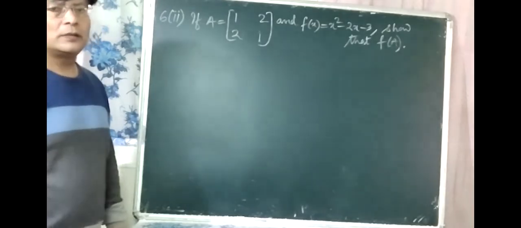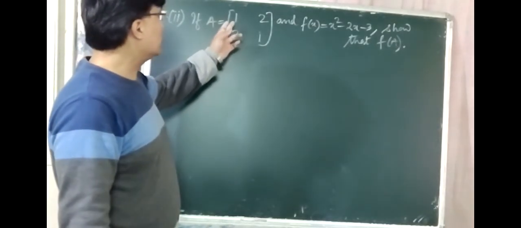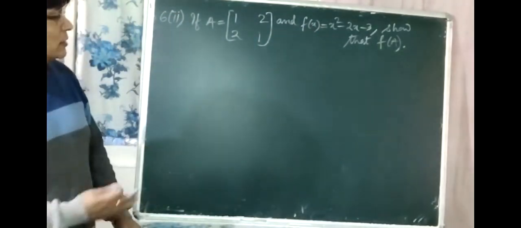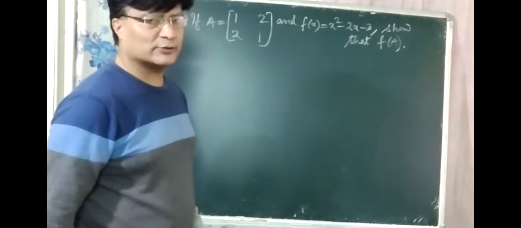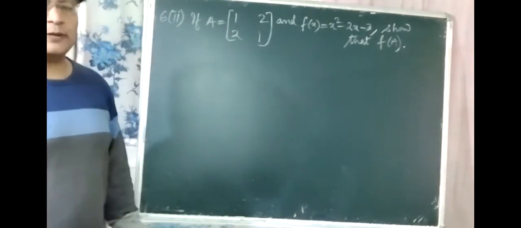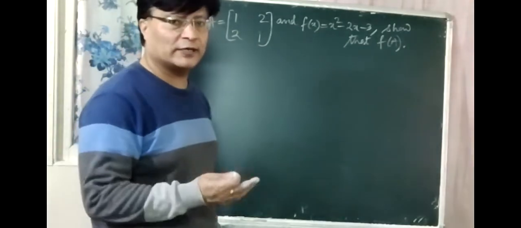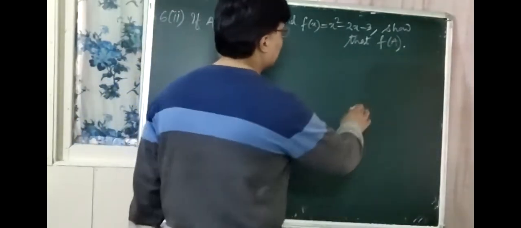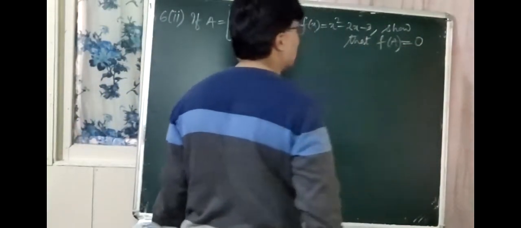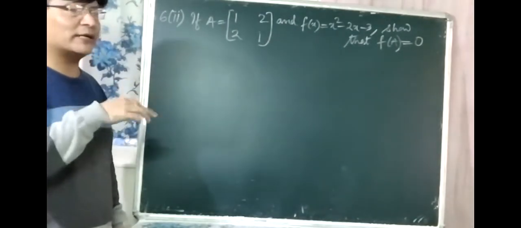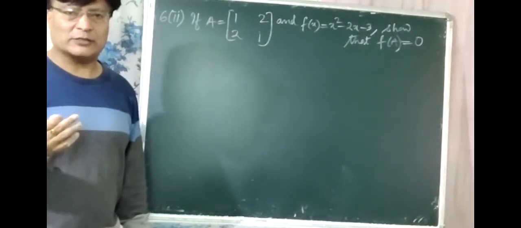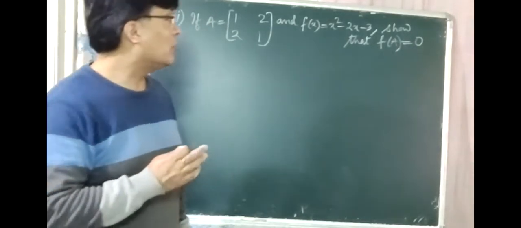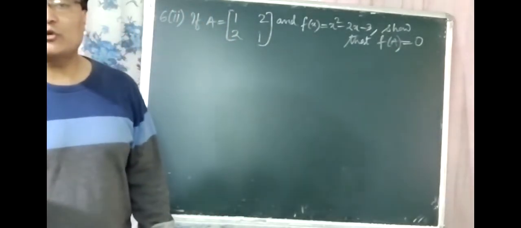Now 6 number 2. If A is equal to first row 1 2, second row 2 1, and f of x is equal to x square minus 2x minus 3, you know that this is the function of x. Any expression in terms of x is known as the function of x, and x square minus 2x minus 3 is known as the polynomial of degree 2, because here the highest power of x is 2. Okay, so that f of A is equal to null matrix. F of A is equal to O, that is O is known as the zero matrix or the null matrix. You have to prove, since this A is second order matrix, you have to find out O as a second order zero matrix, that is 0 0 0 0.